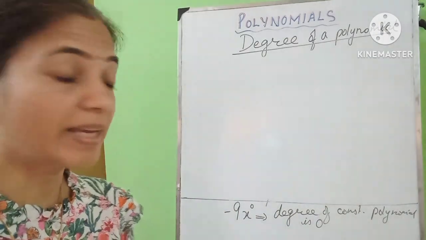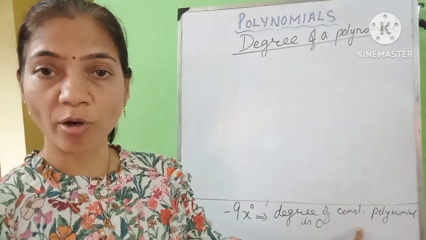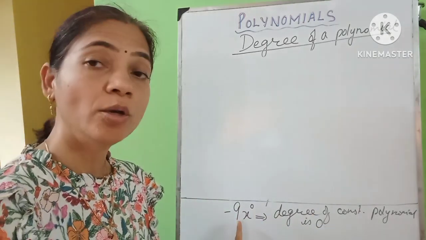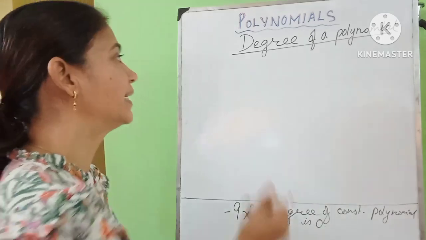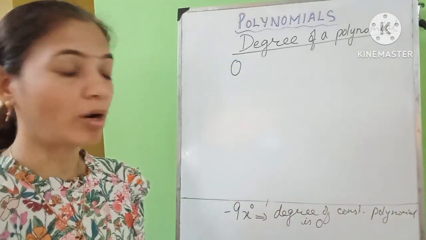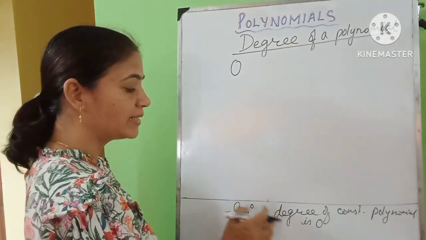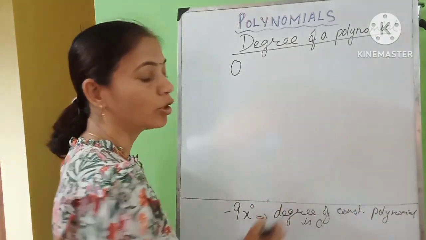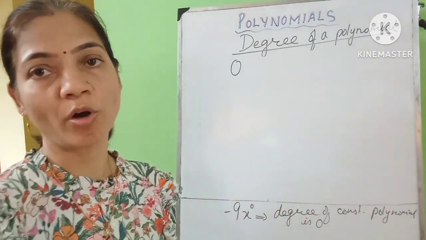And over here when I say degree of a constant polynomial, please understand that we are taking non-zero polynomials. As I said, 0 is also a constant polynomial, correct? 0 is also a constant polynomial. So when I say that the degree of a constant polynomial is 0, we are talking about all non-zero polynomials.